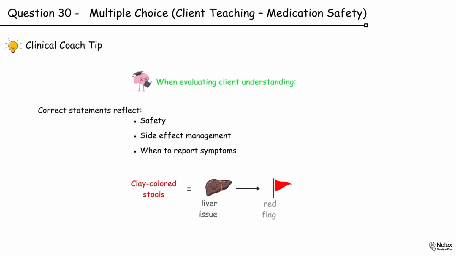Now here's the clinical coaching point. When evaluating client teaching questions, look for statements that reflect medication safety, proper side effect management, and understanding of when to report symptoms. Niacin is not a harmless vitamin supplement in this context. It is a medication with real hepatic risk. Correct understanding includes managing flushing safely and recognizing liver warning signs. That completes question 30 and concludes this cardiovascular pharmacology section.